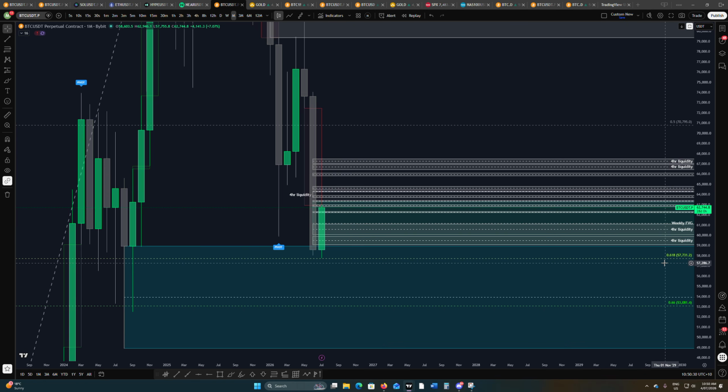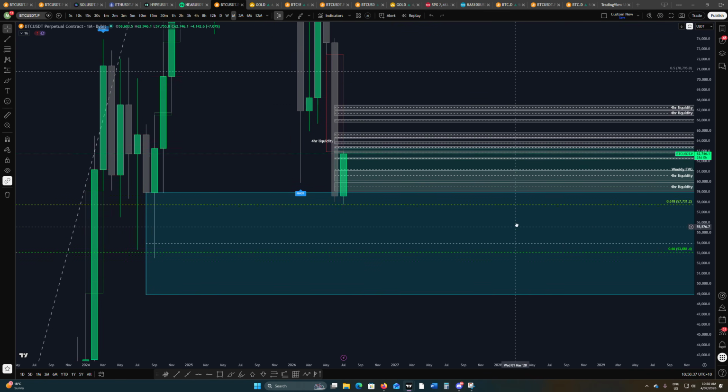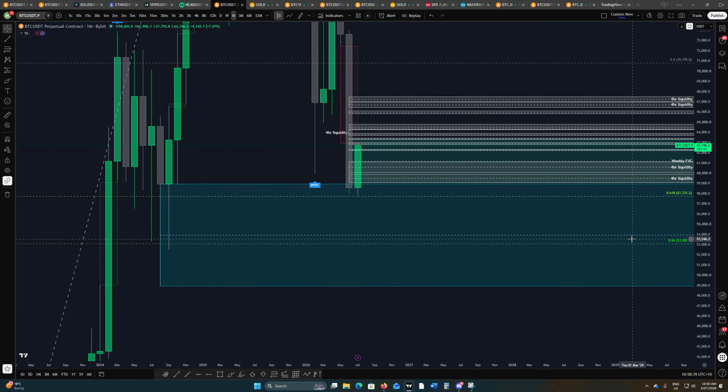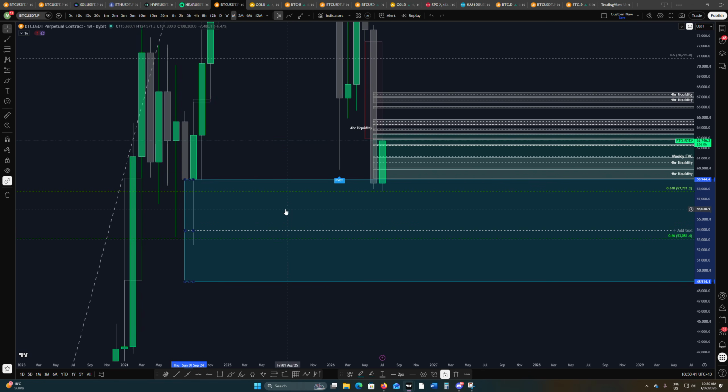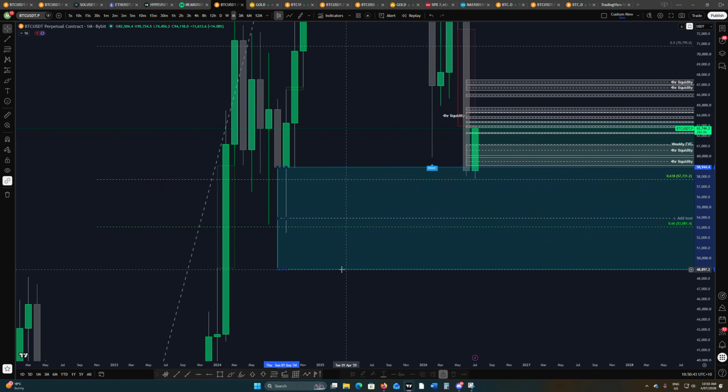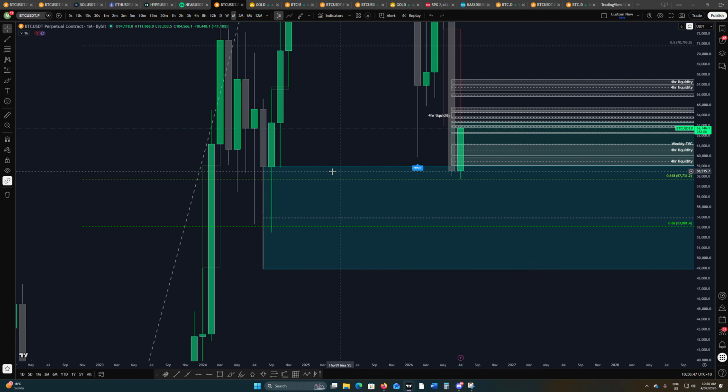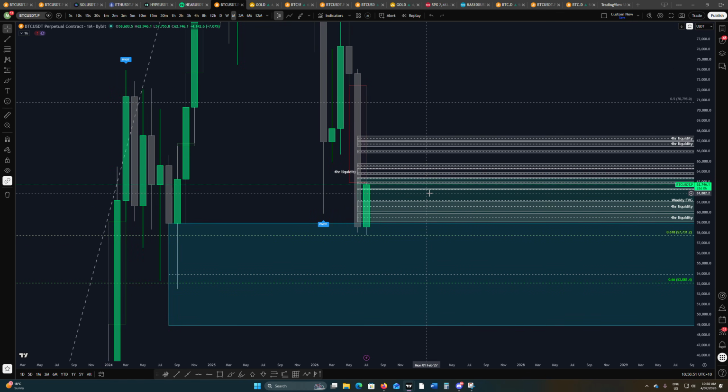So this, the 618, is what you would want as the area to be. So the zone that I was talking about anyway, I think that's monthly. Yeah, it is monthly liquidity. So I would be expecting some movement in here.